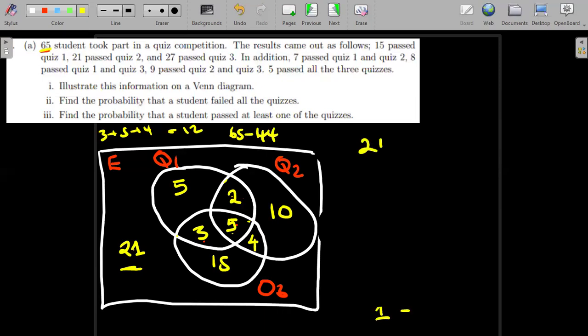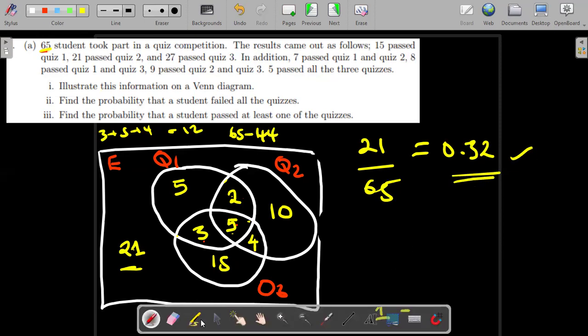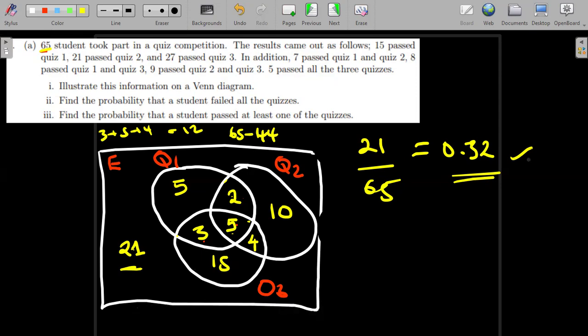So those 21 out of our total number, 65. These here 21 did not pass any of the 3 quizzes. So we just divide that. We get 21 divided by 65. That gives us 0.32. So this is the probability that somebody did not pass any of the 3 exams, because the number outside there is indicating that those there did not pass any of the 3 exams. Okay, so this is how you find it.